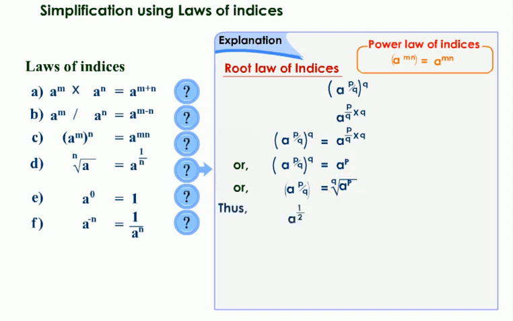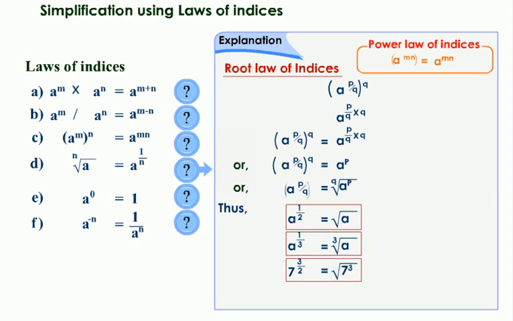Thus, a^(1/2) is equal to under root a, a^(1/3) is equal to the cube root of a, 7^(3/2) is equal to under root 7^3, 7^(4/3) is equal to the cube root of 7^4, and so on.